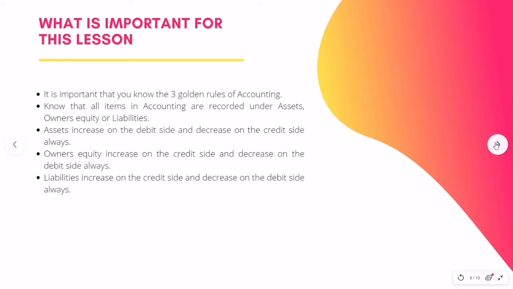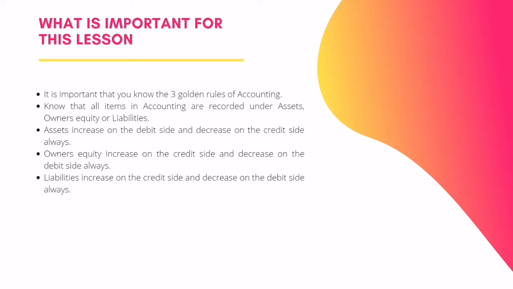Now, what to take from this lesson? What was important for this lesson? It's the following bullets. We are saying that it is important that you know the 3 golden rules of accounting. Know that all items in accounting are recorded under assets, owner's equity, or liabilities. All transactions in accounting need to be recorded under assets, owner's equity, or liabilities.